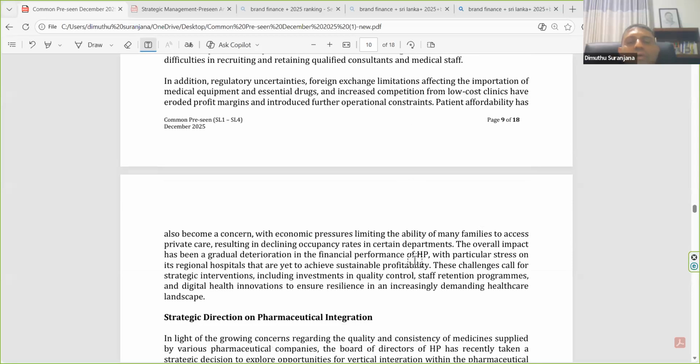In addition to military uncertainties, foreign exchange limitations are affecting the importation of medical equipment and special drugs. Right, we had some import currency crisis. Right, so we are expected to repay around 2028 again. There will be more problems.